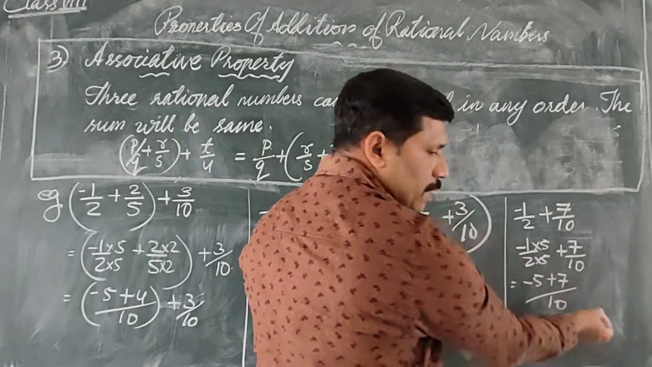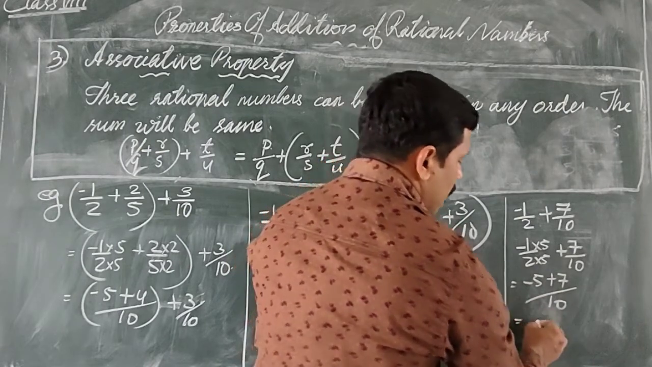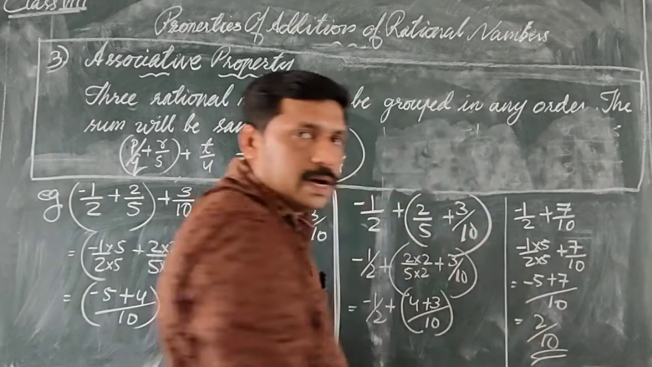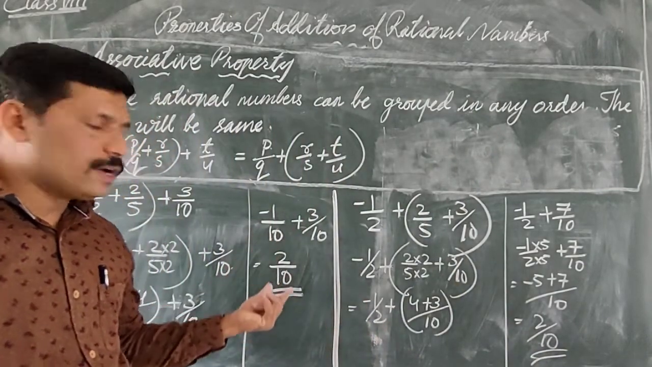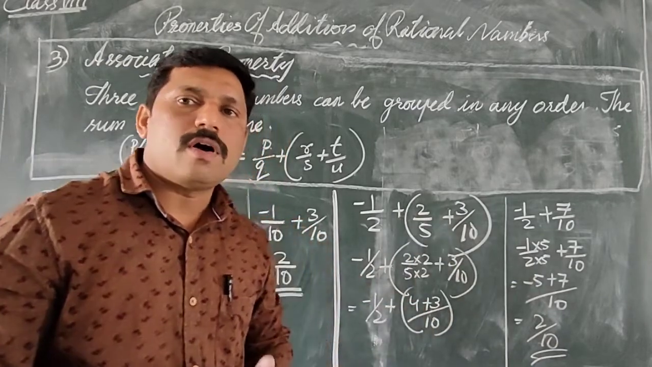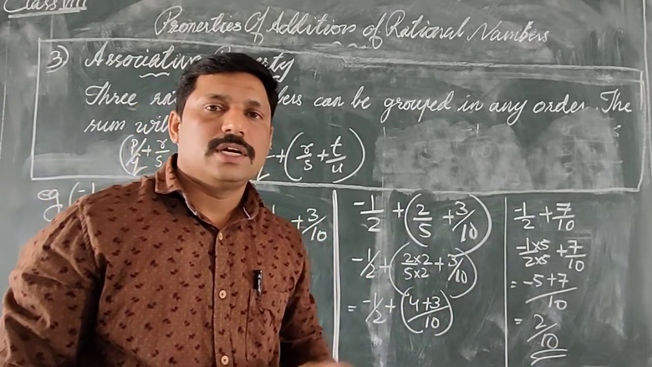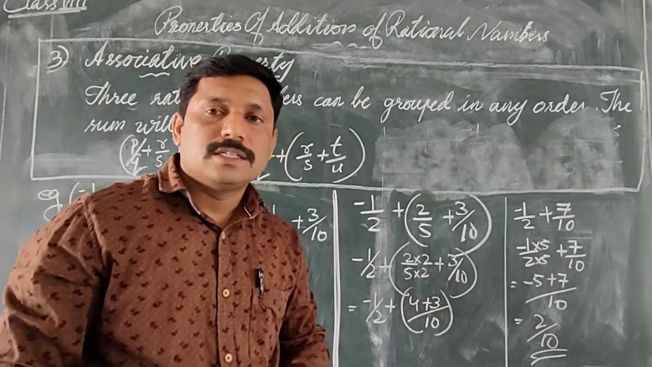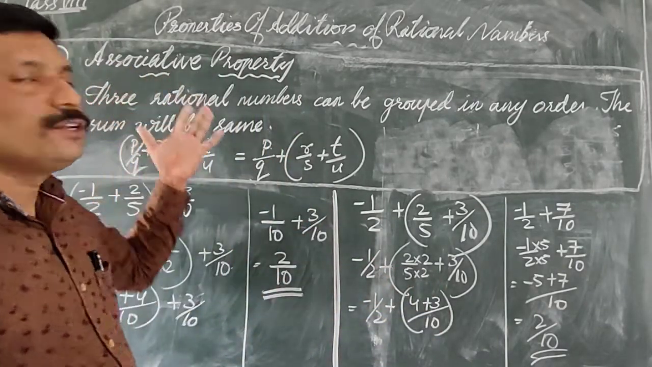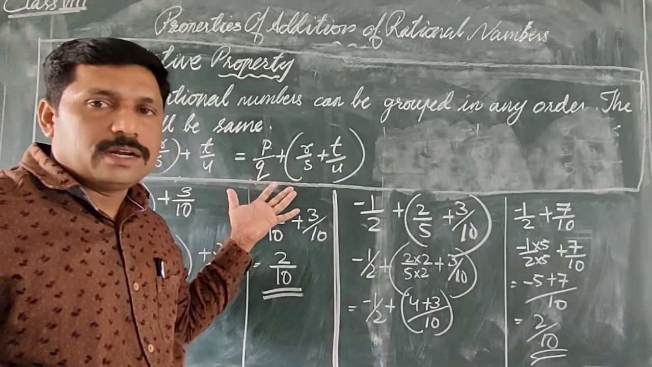And one is negative, other is positive. We subtract it, then we get 2 upon 10. So here you see students, here also we got 2 upon 10 and here also we got 2 upon 10. Even though the order of grouping is changed, it will not affect the result, we get the same result. This property is called the associative property of rational numbers in addition.